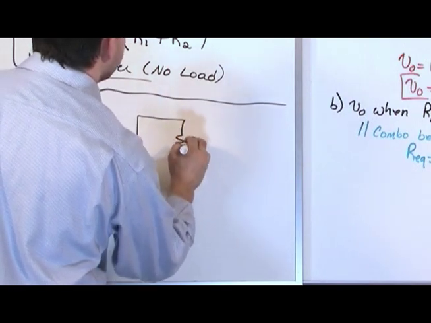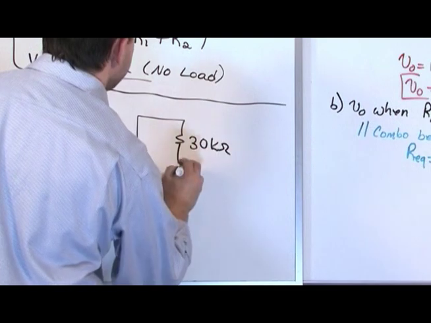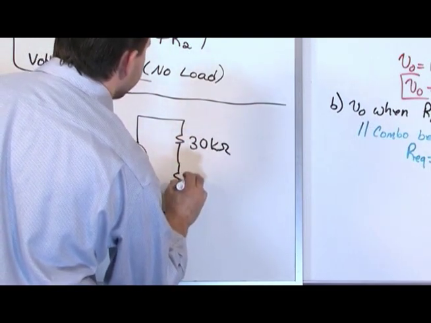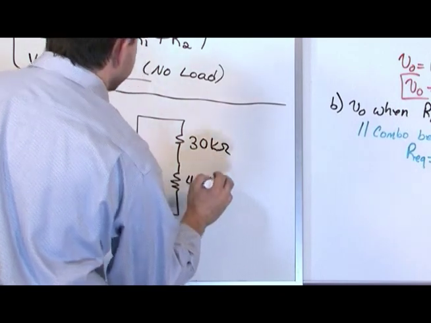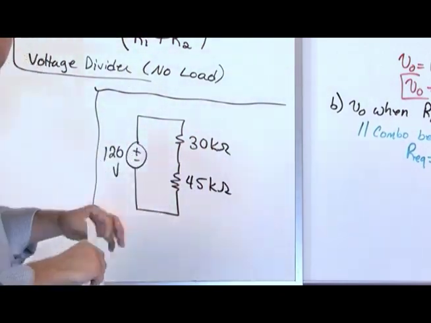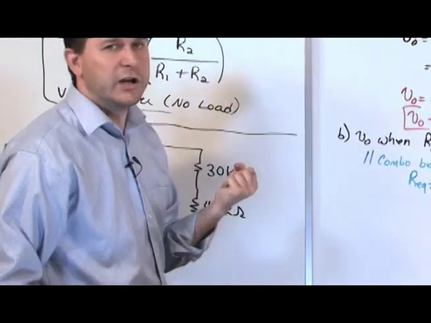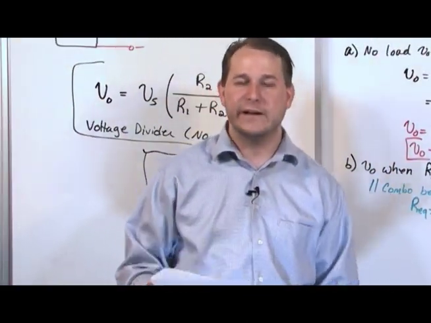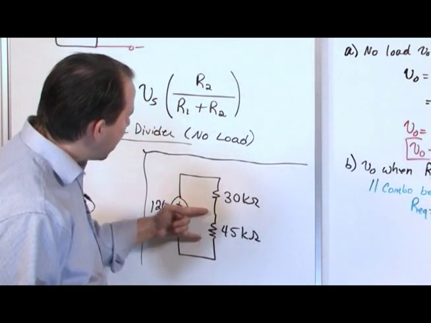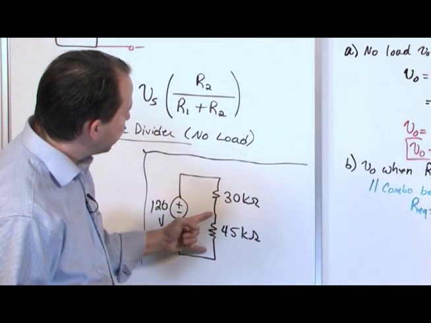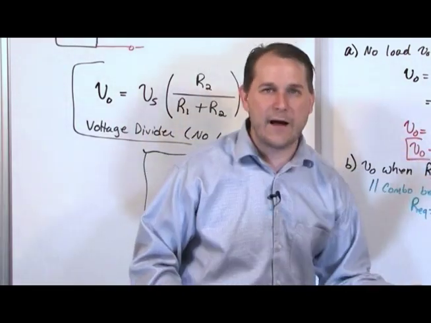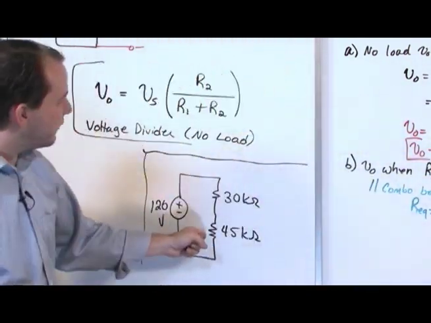Top resistor is 30 kilo ohms. The bottom resistor now becomes, what did I say, 45 kilo ohms. The reason it looks like this now is because I've hooked up the load. We've altered the circuit. It's no longer the same. So the output voltage, which is again across this resistor, is not going to be exactly what we calculated in the first place, because now that bottom resistor is different.